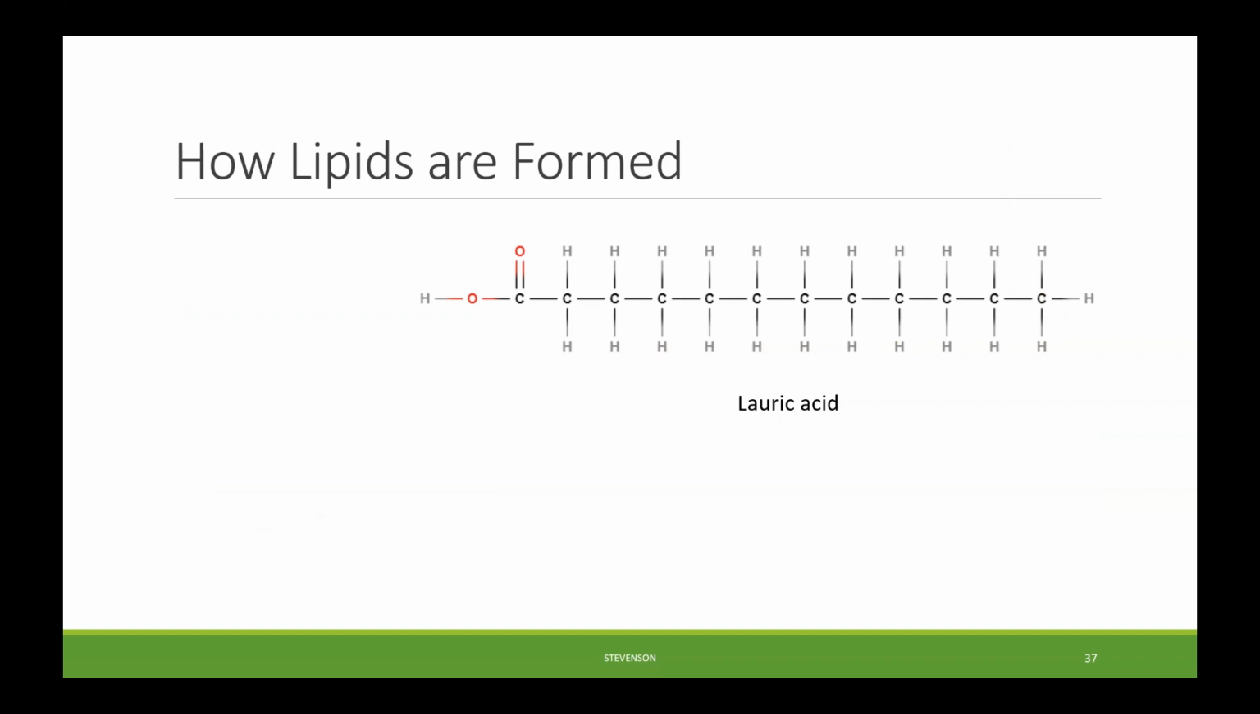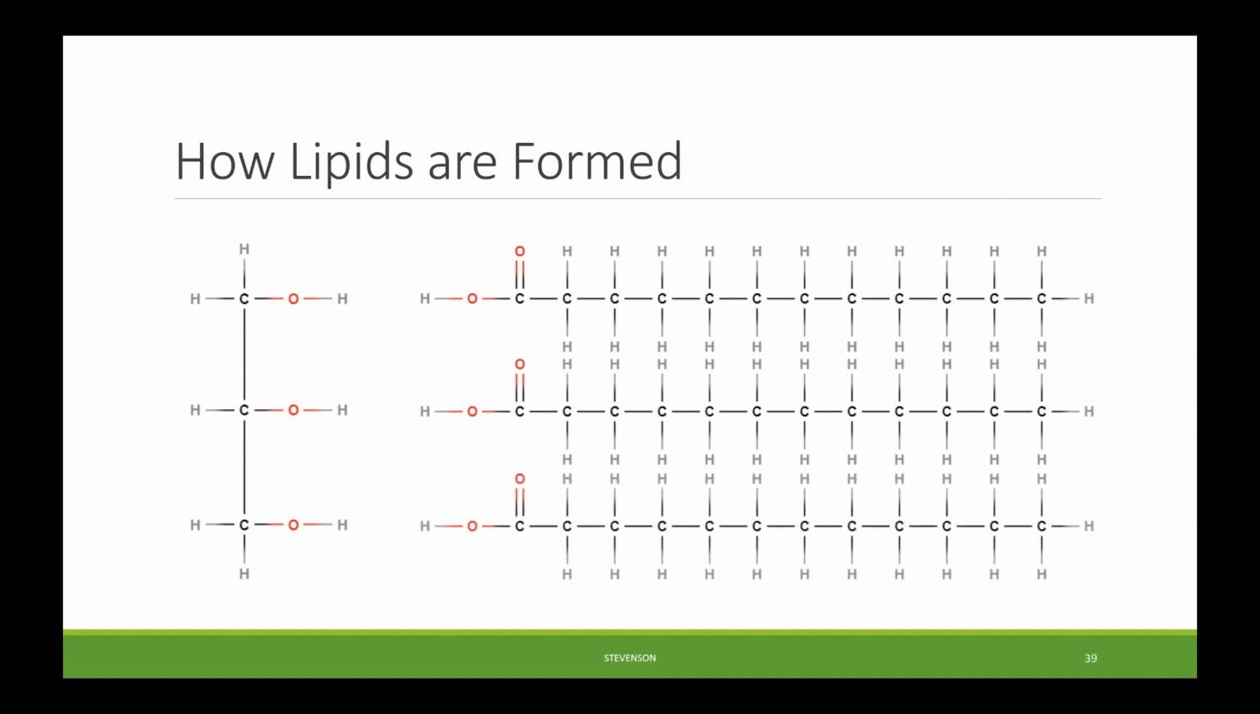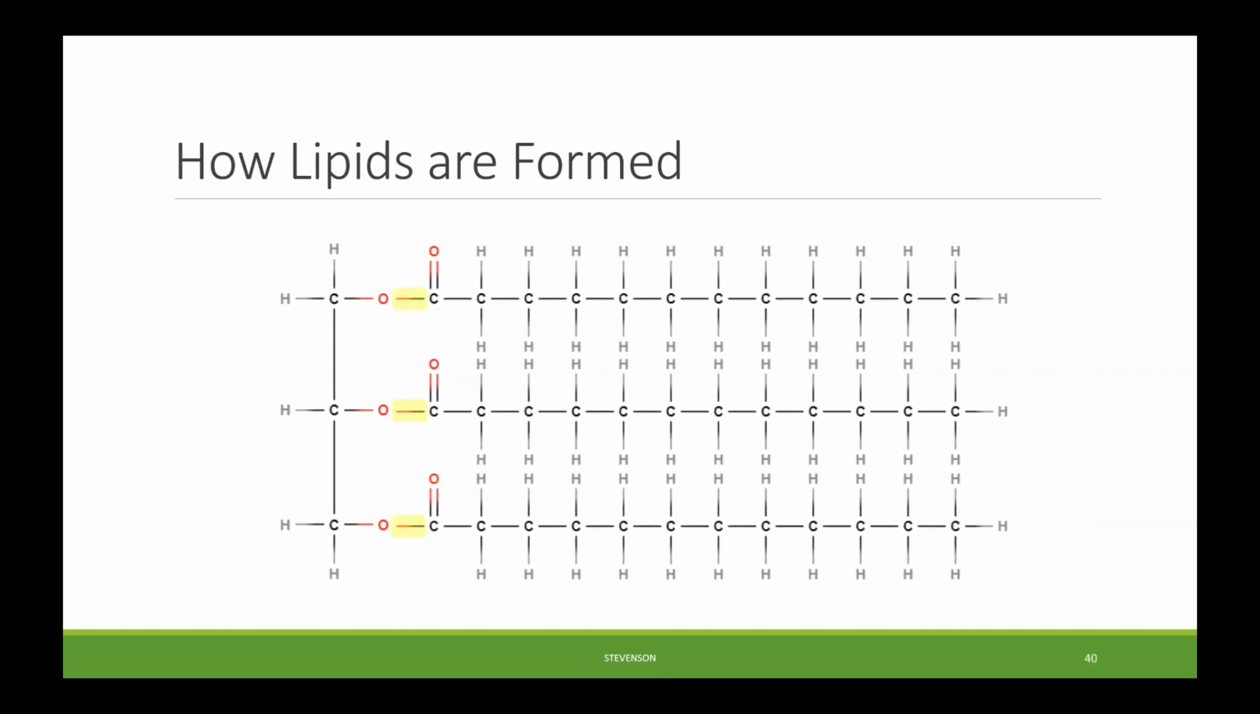And we're going to use lauric acid as an example to see how these monomers come together to form a lipid. So here is our other monomer. Here's the glycerol molecule. And each one of these 3 oxygen and hydrogen pairs on the glycerol molecule serves as a sort of docking station for a fatty acid molecule. So we have not 1, not 2, but actually 3 fatty acids that will come in and they will form a bond with the glycerol molecule.